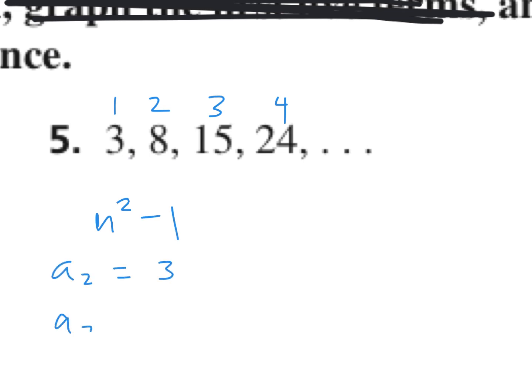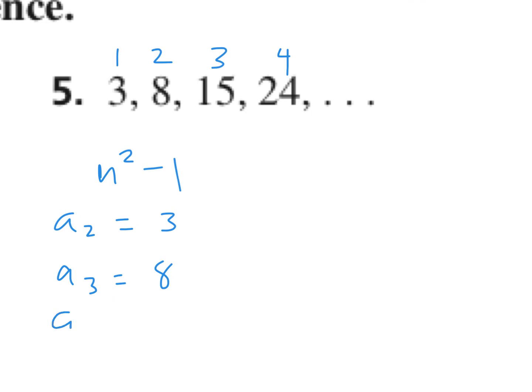If we plugged in 3, 3 squared would be 9 minus 1, which is 8. If we plugged in 4, this would be 4 squared, which is 16, minus 1, which is 15. So we're close. We're on the right track, but we're off a number, because here we're plugging in 2 and we get 3. So we're off a bit.